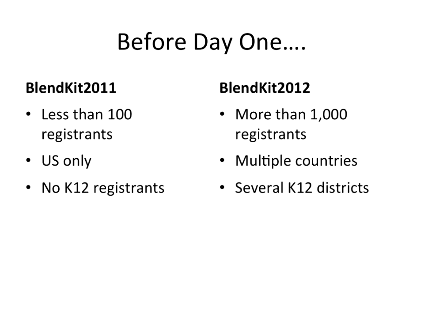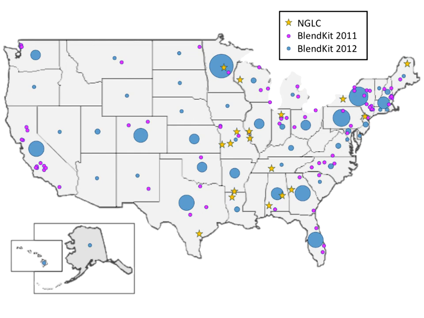Just looking at before day one, registration goes on for a while before we actually start the course. So before that 5-week period, just right beforehand, in BlendKit 2011, there were less than 100 registrants, all from the US and nobody from our public school districts, nobody from the K-12 area. BlendKit 2012, before day one, there were more than 1,000 registrants, multiple countries represented, and a number of K-12 districts.